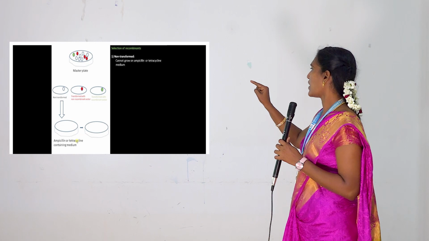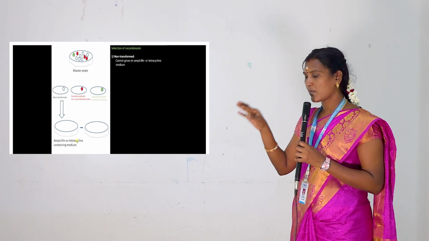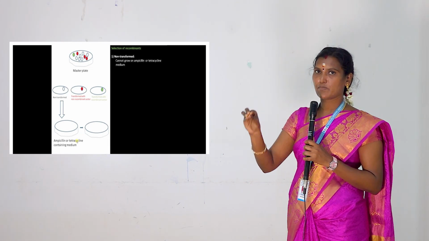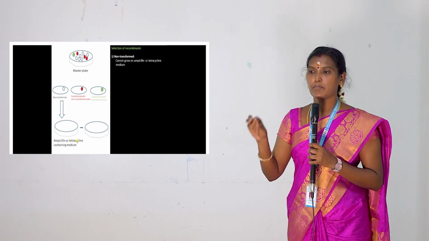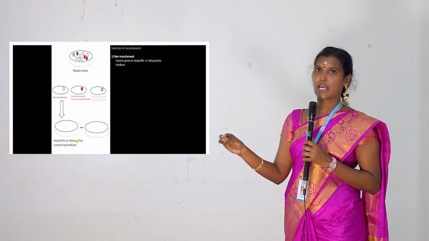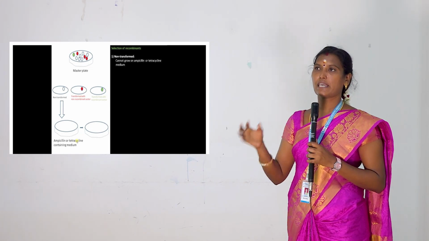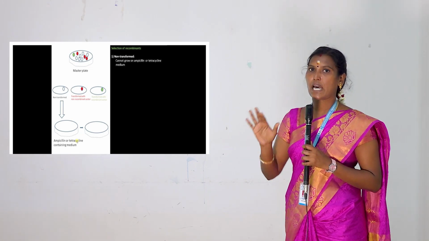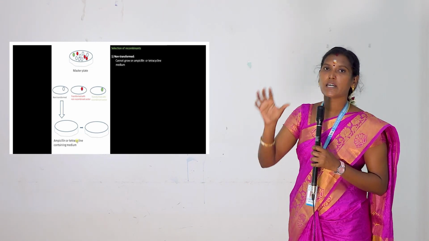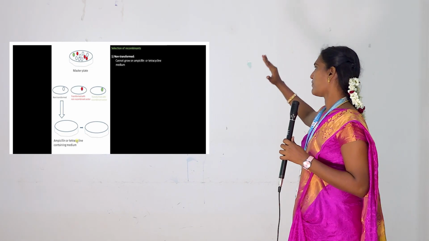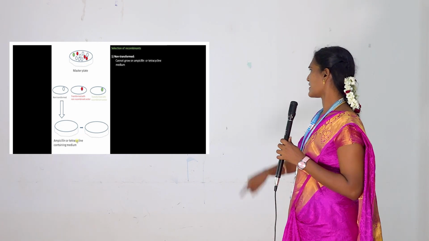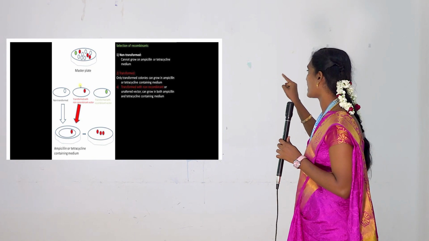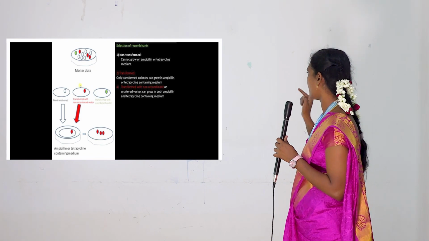First, non-transformed cells: the medium will contain both ampicillin and tetracycline. Non-transformed cells will not grow on that medium, because they will not contain any resistance marker, neither the ampicillin resistance gene nor the tetracycline resistance gene, since no transformation occurred in that host cell. So we have to clear off those non-transformed cells. Next is transformed cells. Only transformed colonies can grow in ampicillin or tetracycline containing medium.